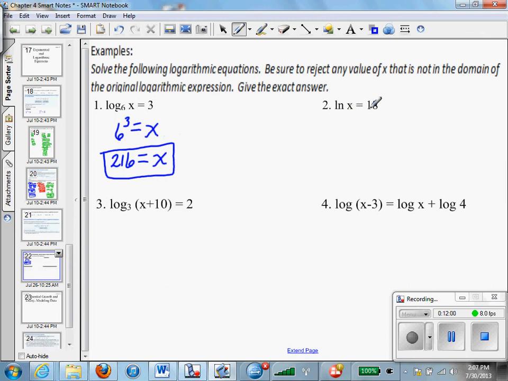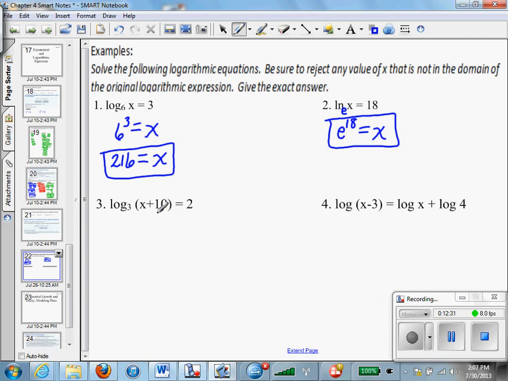Now with number 2 we have ln x equals 18. Alrighty, for this you want to say you have e, the base, to the power that we're equal to, because remember our ln has a base of e, then our power of 18, because that's what it's equal to, equals x. And that's all you have to say.